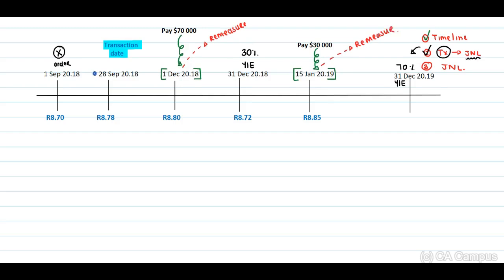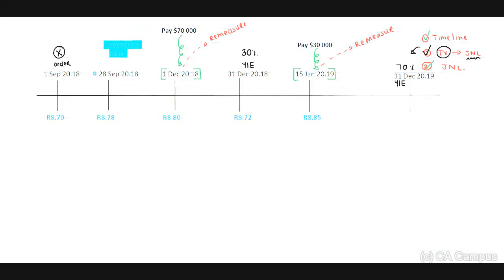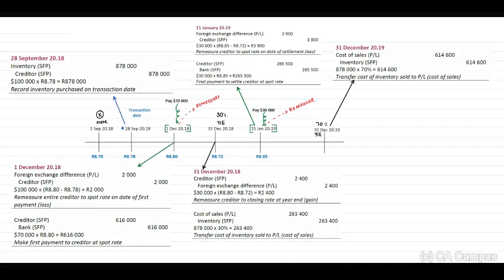Now we are able to identify our journal entries that we need to include. I've included our journal entries to save us some recording time. Now guys, don't get confused with the screen. I want you to look at the timeline in the middle of the screen.